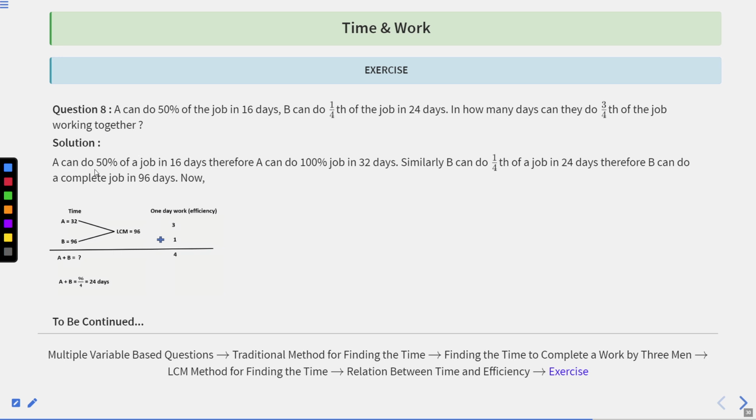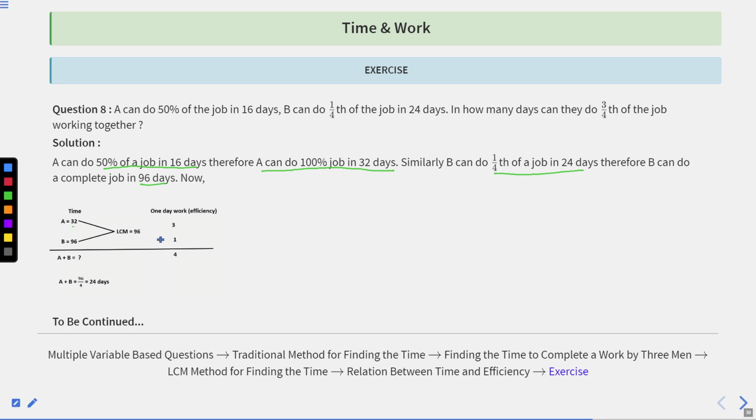So the solution: A can do 50% of the job in 16 days. Therefore, A can do 100% of the job in 32 days. Similarly, B can do one fourth of the job in 24 days. Therefore, B can complete the job in 96 days. So half information about some portion of the work was given, but I used it to find how much time will they take to complete the complete job.